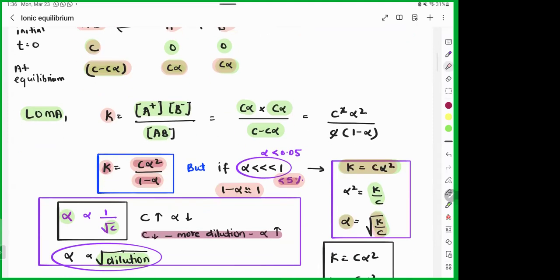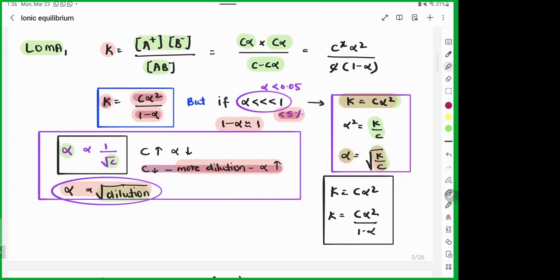It means alpha, your degree of dissociation, how your salt or acid or base will dissociate, depends upon the concentration inversely. Correct? And you know concentration and dilution are opposite to each other. So alpha is directly proportional to dilution. It means more the dilution, more will be the alpha, more dissociation. Anybody have doubt in this?